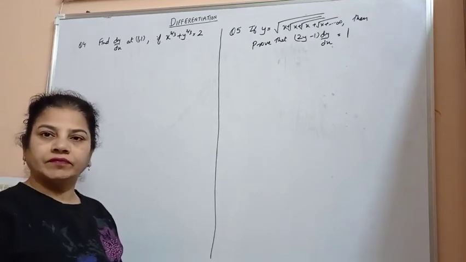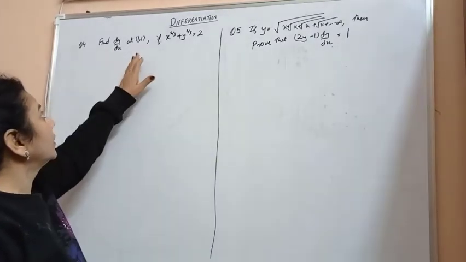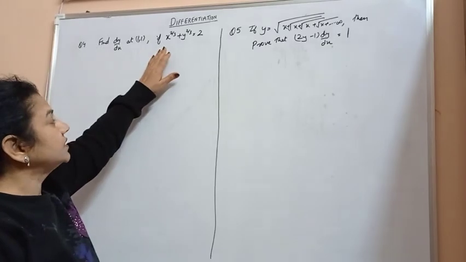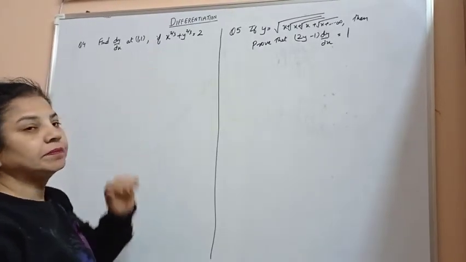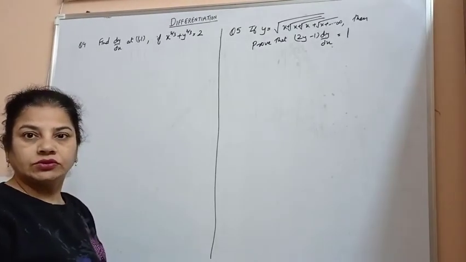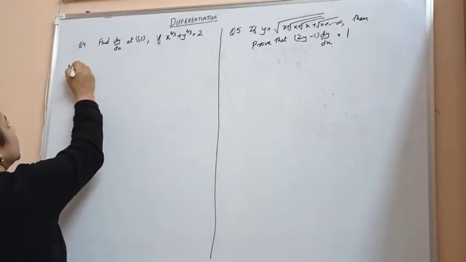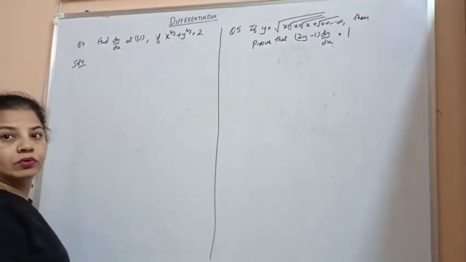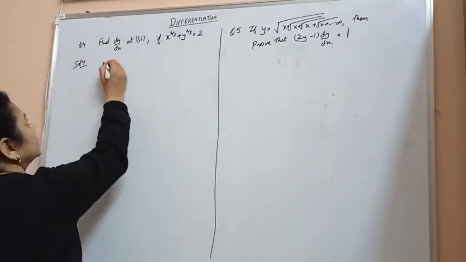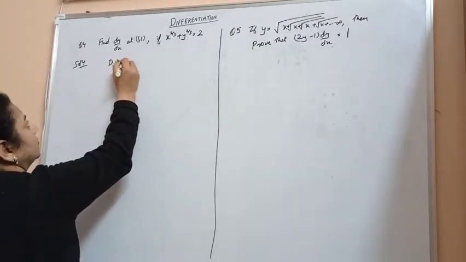Find the derivative of the function at (1, 1). The function is given to us as x to the power 2 by 3 plus y to the power 2 by 3 equals 2. First of all, we differentiate the function both sides with respect to x.